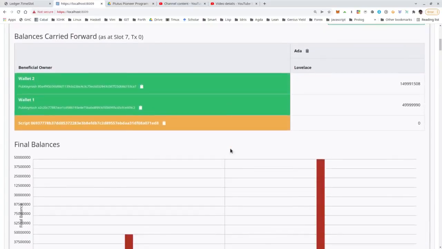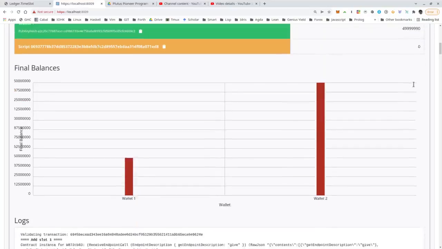And we see in the final distribution of funds, wallet 1 lost the first gift and wallet 2 got its own gift back and got the first gift from wallet 1, so ends up with roughly 150 ADA.